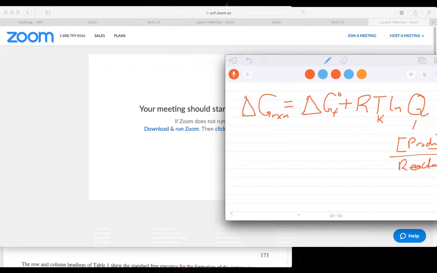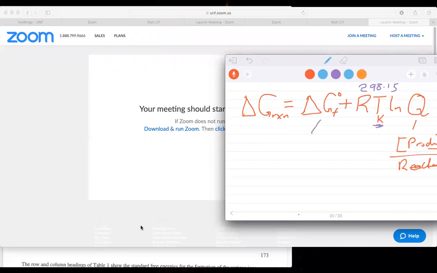And this is temperature, and everybody will be using this value, 298.15. This is what we're going to use for our calculation. It's going to be that 25 degrees Celsius.